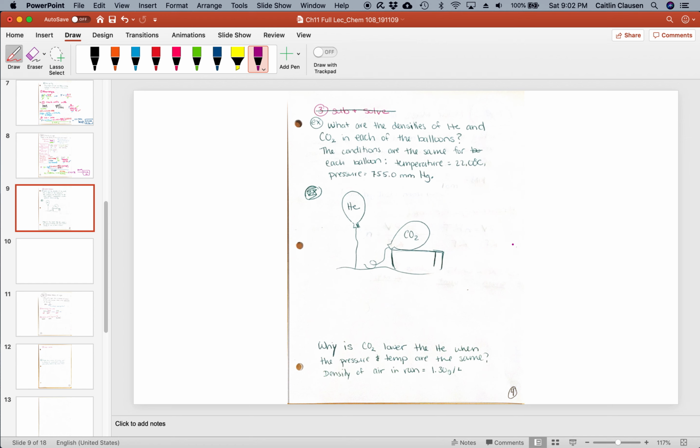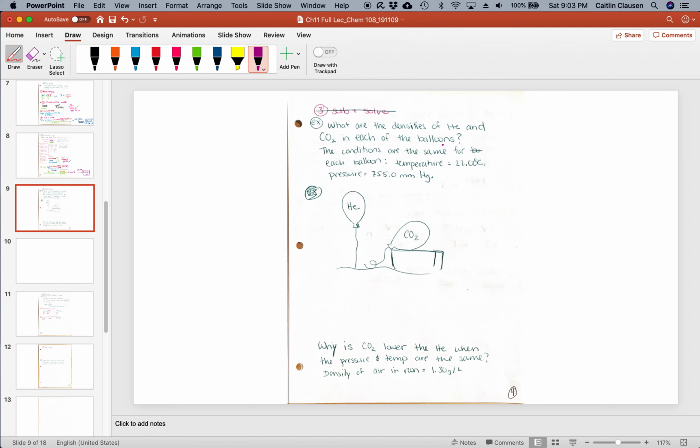So now you try it for 2 gases. What are the densities of helium and CO2 in each of these balloons? The conditions are the same for each balloon. The temperature is 22.00 degrees Celsius and the pressure is 755.0 millimeters of mercury. So remember that SI unit that I want you guys to know? That comes into play here.